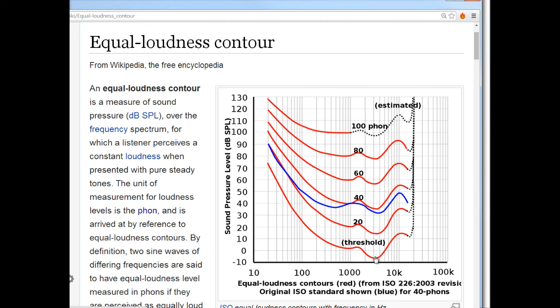Now, the most sensitive part is in this 3 to 4 kilohertz range, where the ear is a very good sensor, and there you have about 120 dB of dynamic range.